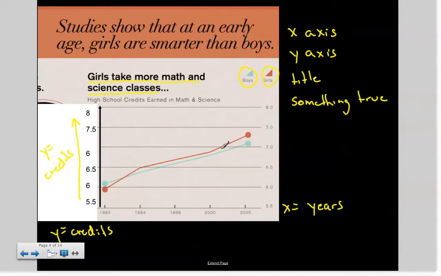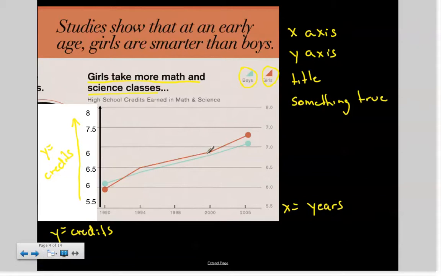Well, we can say that girls, with the exception of 1990, were taking more math and science classes than boys. In 1994, girls were taking more. From 1994 to 1998, girls took more math and science classes than boys. But in 1990, boys, because it's above the girls, got more credits in math and science than girls. So this is another graph that we can look at.